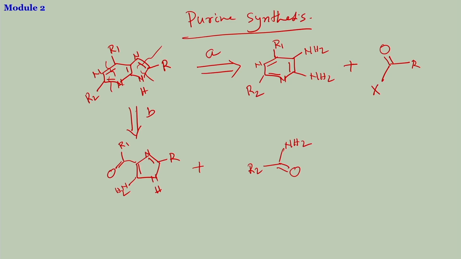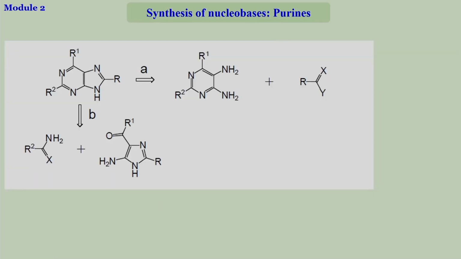So these two can give rise to the purine, or these two 6-membered ring and this molecule can give rise to the same purine. So these are the two approaches that are more viable. So that is given here. If this is the ring, then you can cleave path A and this is path B. Now how to do the forward reaction? So starting with this, let's move to the forward direction.